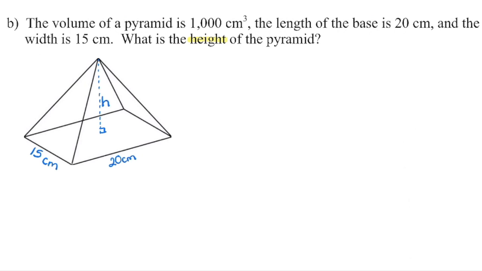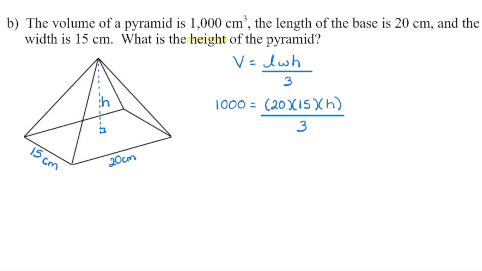We're going to begin with the formula for the volume of a pyramid, and then we're going to substitute in the information that we do know. So in this particular case, we know that the volume is 1,000, we know the length, we know the width, and we know that we're looking for the height. So we have an algebraic equation now where our goal is always to isolate that variable.